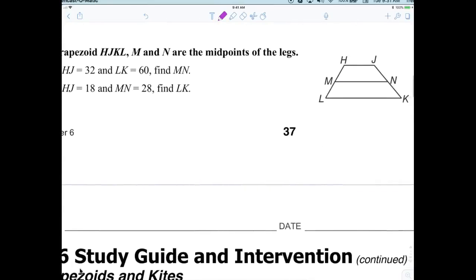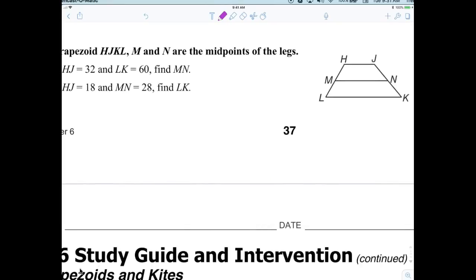If HJ is 32 and LK is 60, because it's a mid-segment, right, those two things are equal, then it's the average of the bases. So I believe it is correct. What is it? I think it's 46. All right, somebody happy with that?